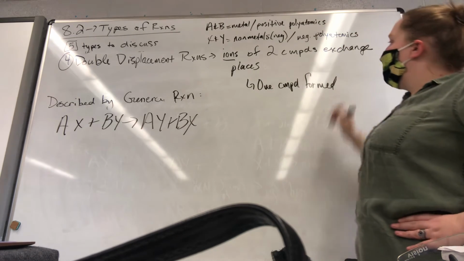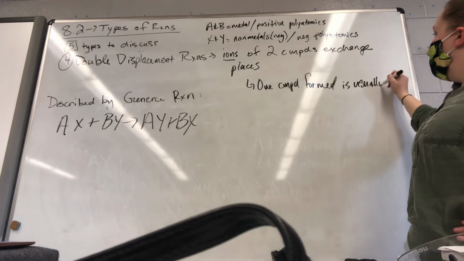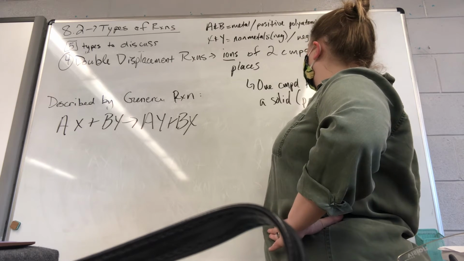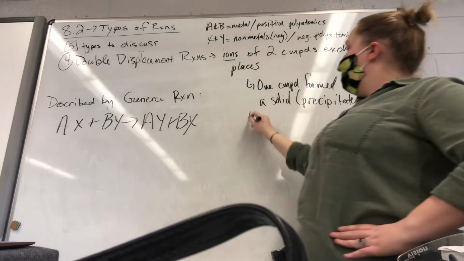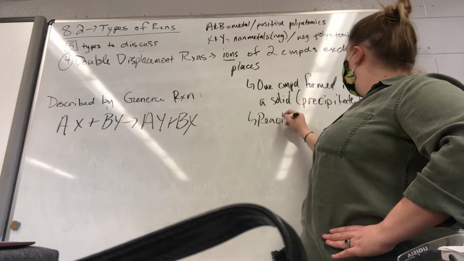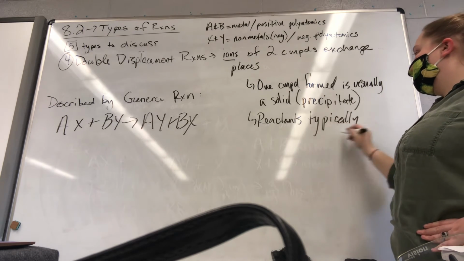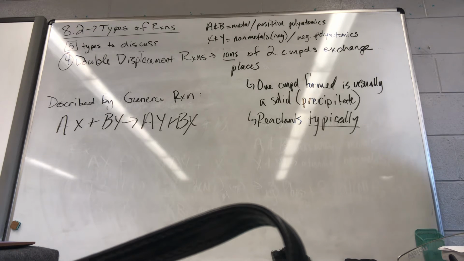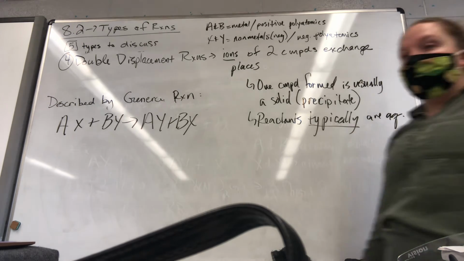For these, one of the compounds that is typically formed is usually a solid, which we refer to in chemistry as a precipitate. The reactants are typically, and I use that term for a reason, it's not going to be an always. In chemistry, we don't deal in always and never. Reactants typically are aqueous to begin with.